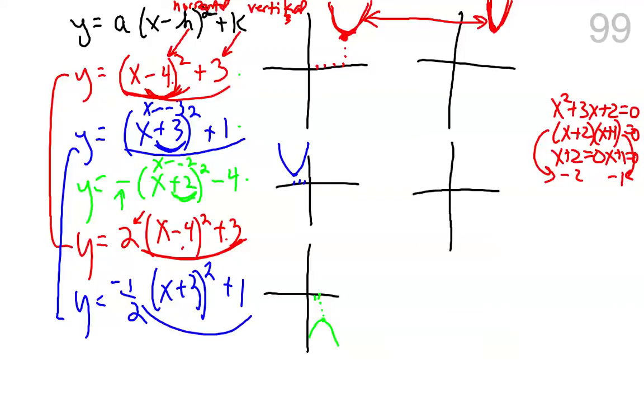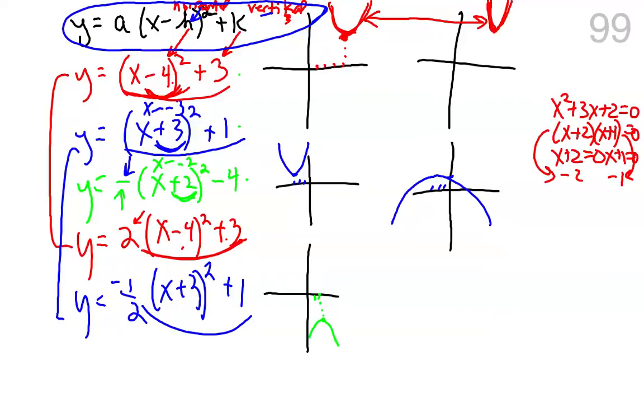And then, if I take a look at these guys here, again, the x plus 3 squared plus 1 is the same, but it's negative 1/2 in the front. Negative means flip it, just like it did here on the green one, and half means half as wide. So I'm going to take the same vertex, negative 3, 1, and then I'm going to open downwards and wider. Wider because of the 1/2.